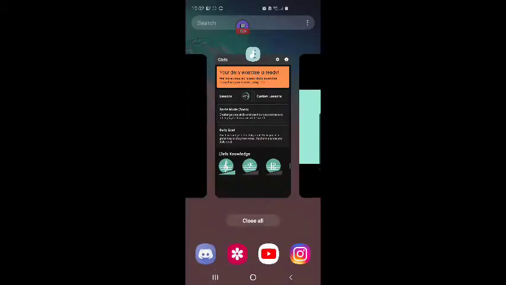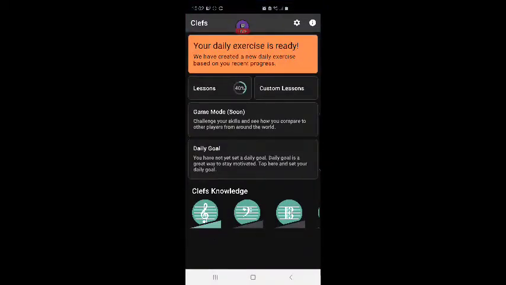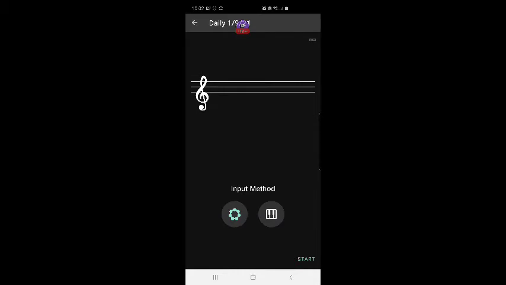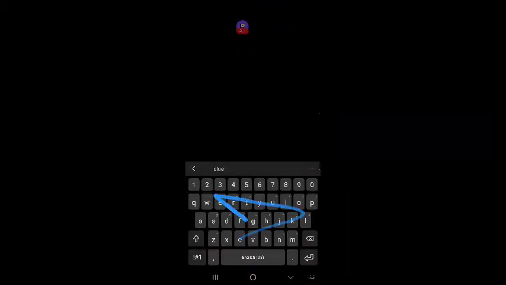I will be using the Clefs app to learn music theory. So let's go over to it. Looks like my daily exercise is ready. So let's check that out. We'll go here to my notebook and write that down.